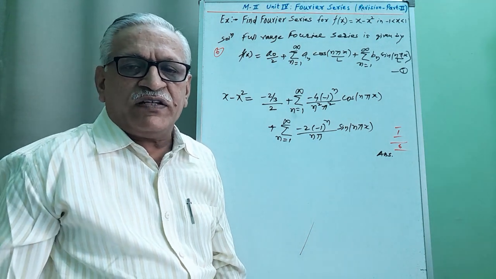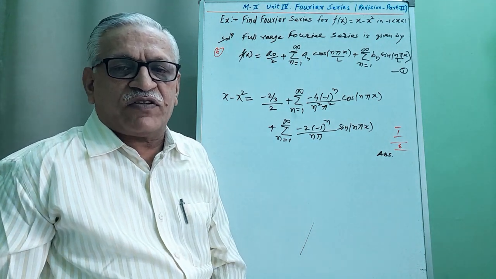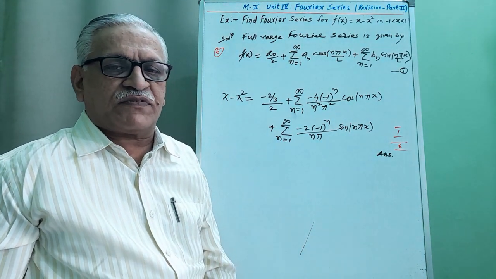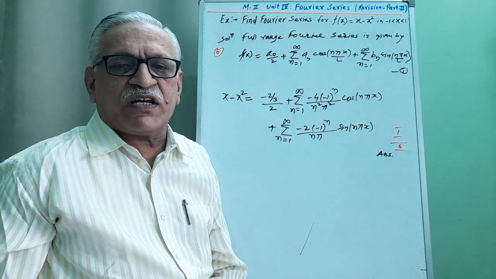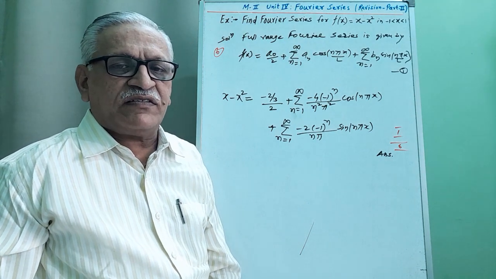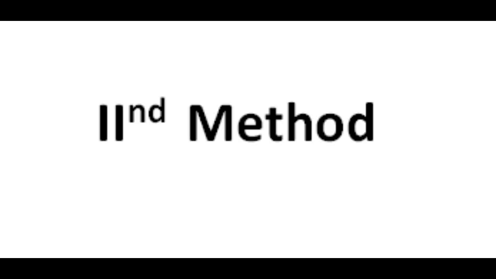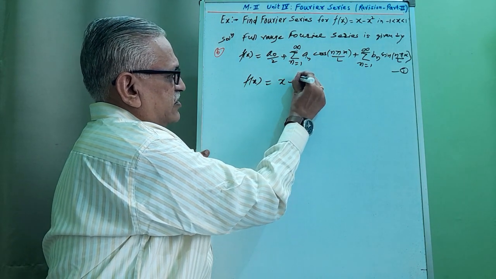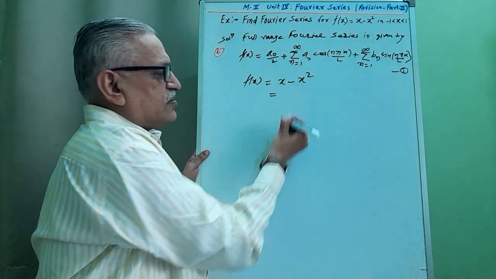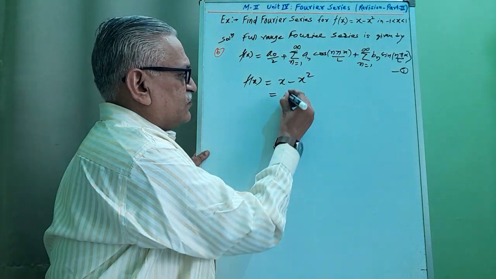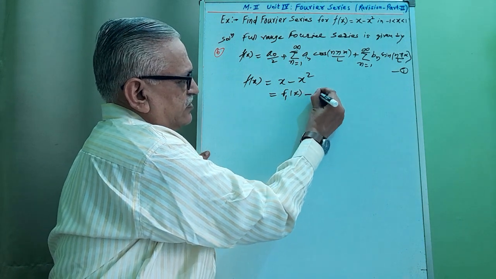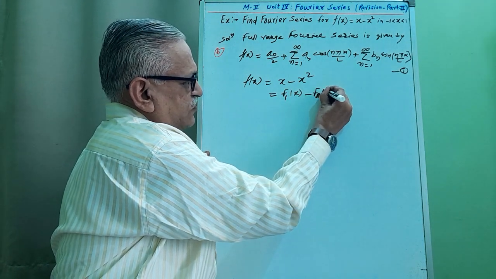This is the first way to obtain the required Fourier series by applying the full range Fourier series concept. The same problem we can solve by another method. Given f x is x minus x square, it is the difference of two functions, first one suppose f1 of x and minus second one is f2 of x.